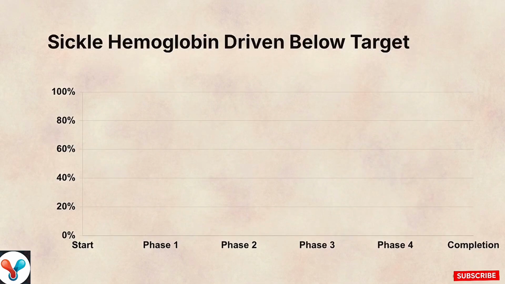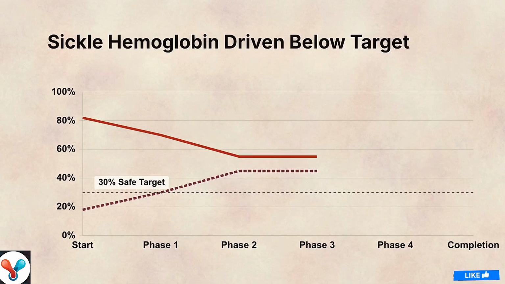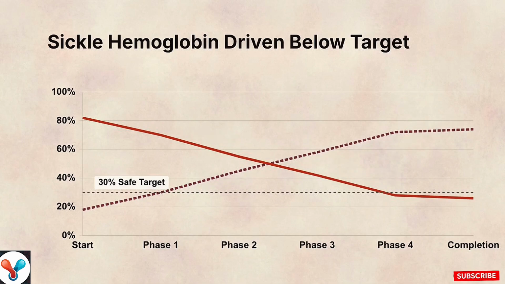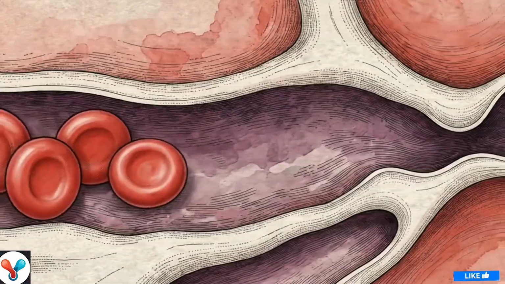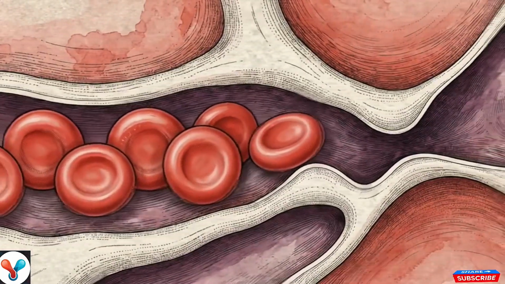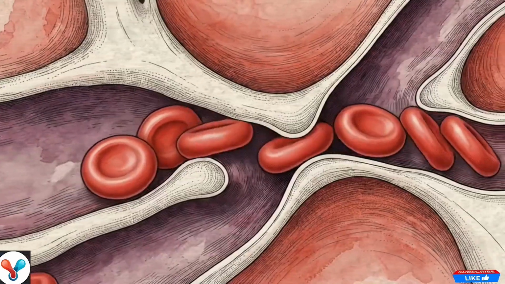This graph illustrates the physiological target. The medical team continues the exchange until the patient's fraction of sickled hemoglobin is driven safely below 30%. With the rigid fibers removed, the highly flexible donor erythrocytes can easily navigate the narrow, branching pulmonary capillaries, rapidly restoring systemic gas exchange.